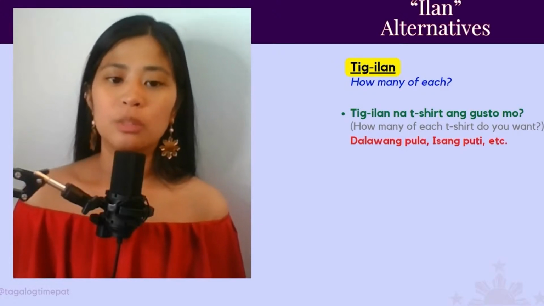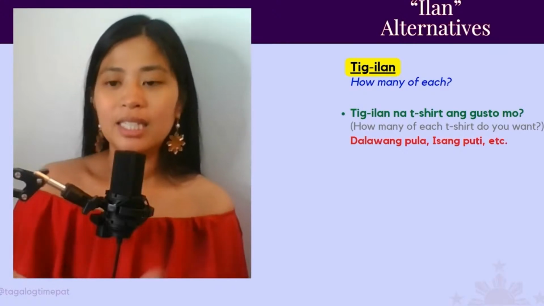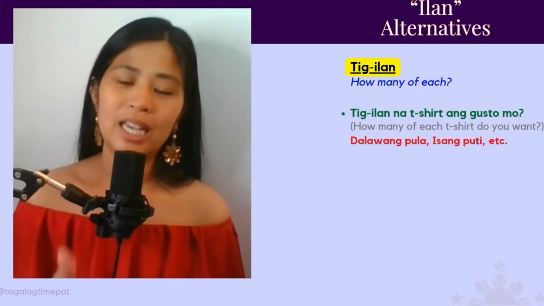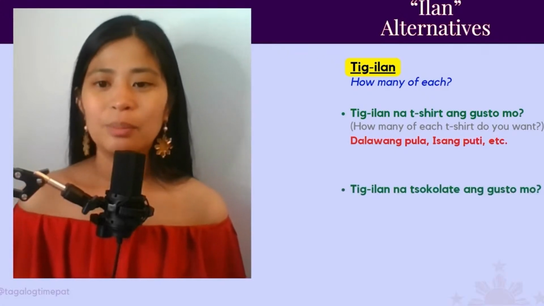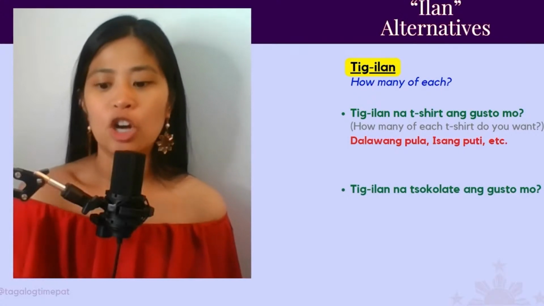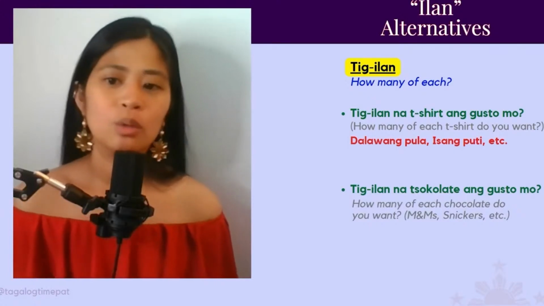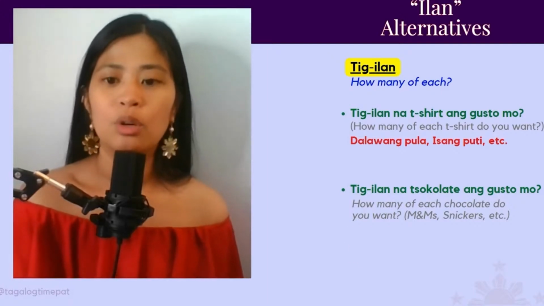Your response would just be the number of it. So dalawang pula, 2 reds, isang puti, 1 white, and so on. So you see it's asking how many of each type of thing. Another example, tig-ilan na tsokolate ang gusto mo? How many of each chocolate do you want? So for example, if there are M&Ms, Snickers, Twix, and so on. Tig-ilan na tsokolate ang gusto mo?